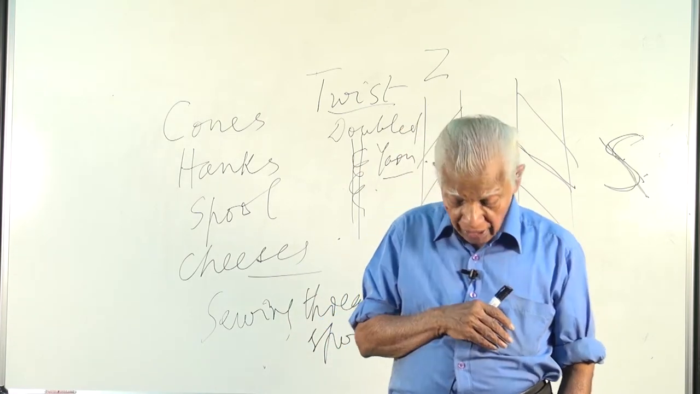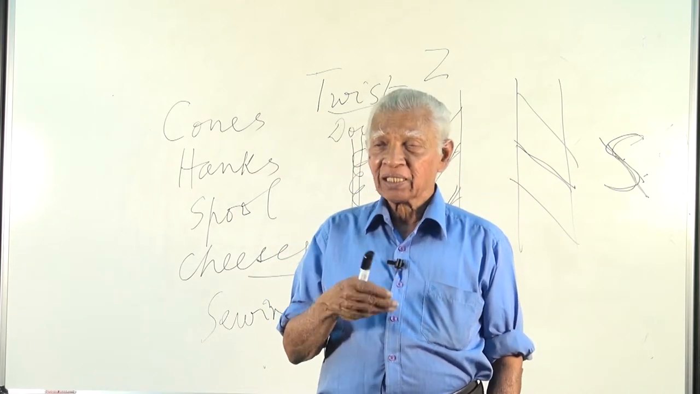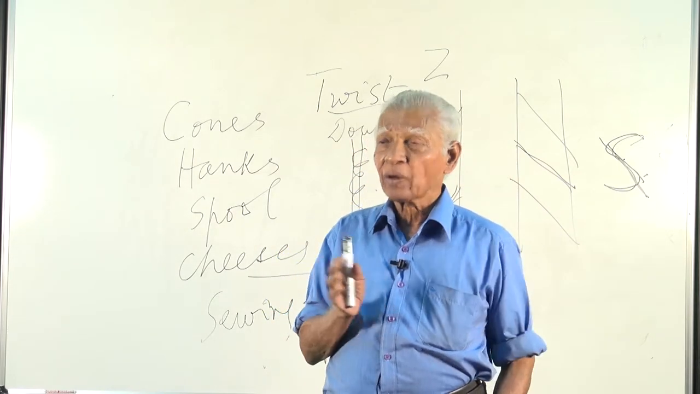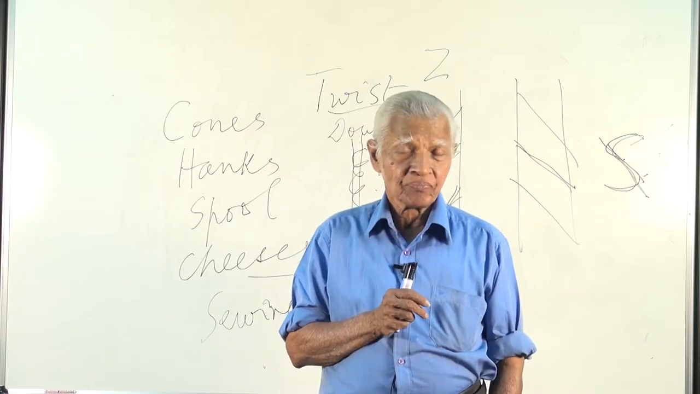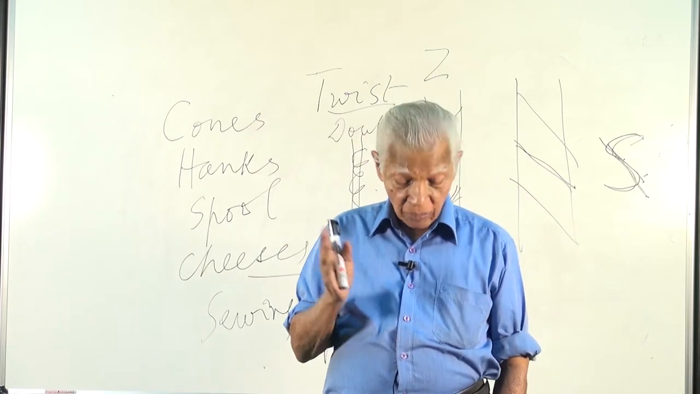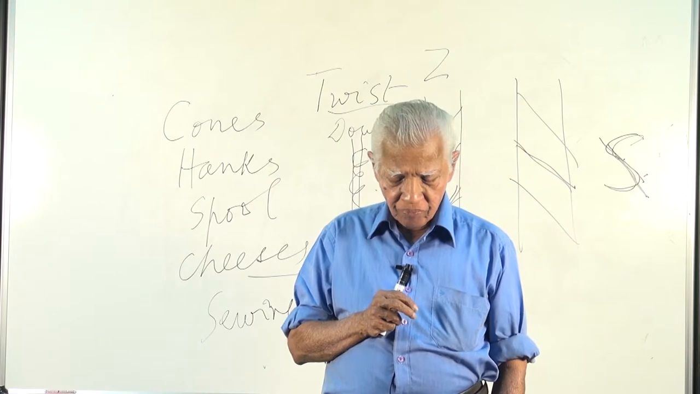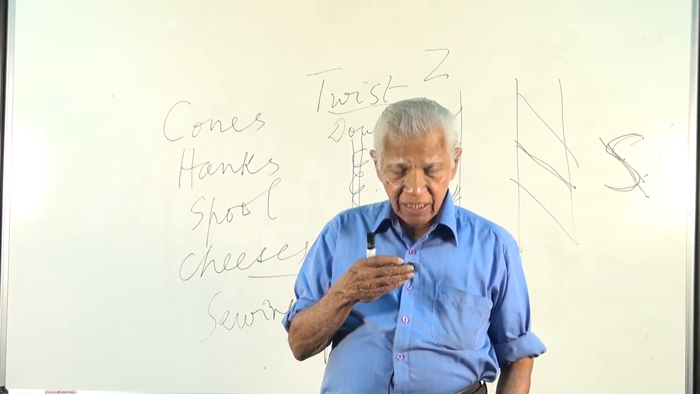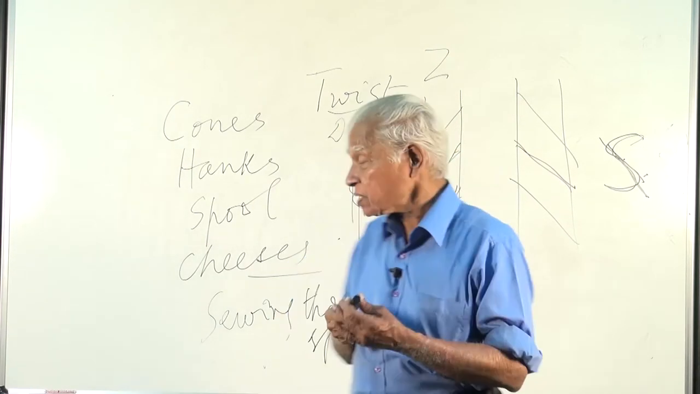And in the case of the woolen yarn, the method of manufacturing these woolen yarns is quite different from that of the cotton yarn. This is the processing sequence for making these woolen yarn and worsted yarn. There are also what are called fancy yarns.